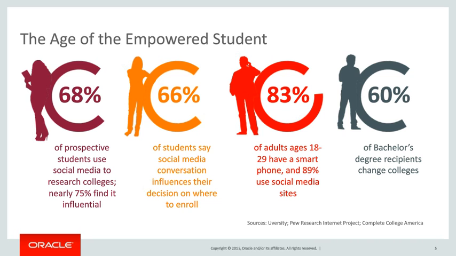Students say social media conversations influence where they're going to go. We're seeing rapid uptake across all age groups, but especially within that traditional and even extended age range for traditional students from 18 to 29. They have smartphones, and they're using those smartphones or tablets to access social media.